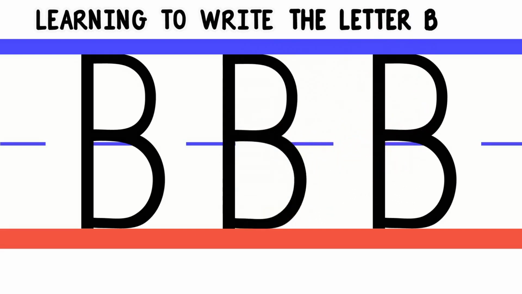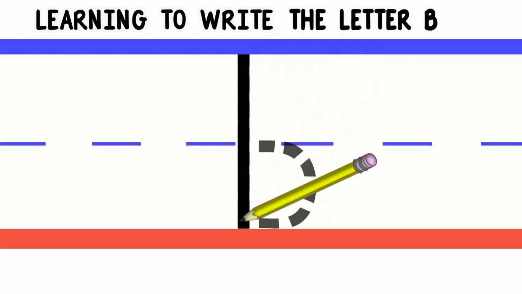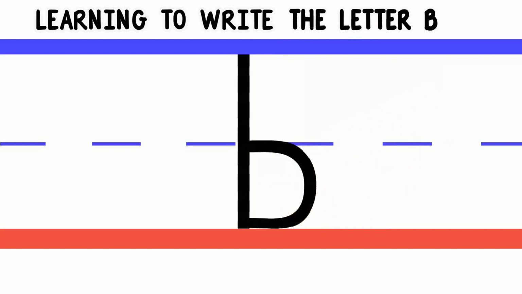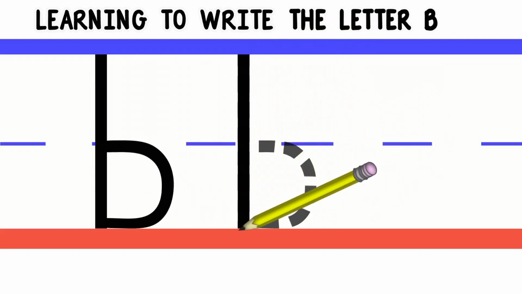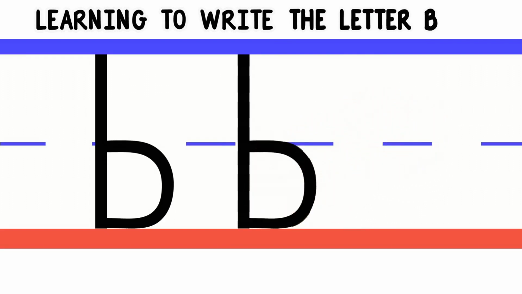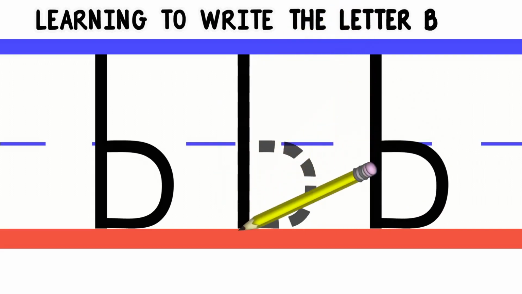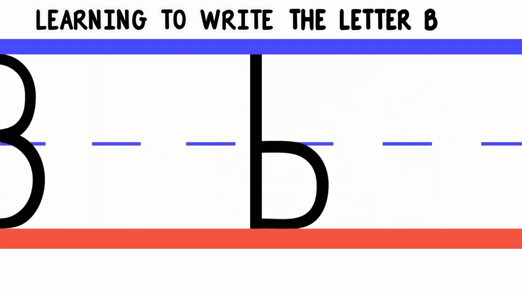Great work! Now let's do lowercase or little b. To do little b, we'll start at the top, then go all the way down to the bottom. Then we'll start in the middle and do a curved line to the bottom. Good job! Let's do that again. Start at the top and go all the way down. Then go to the middle and do a curved line to the bottom. Good job! Now you try. Good work! Now you know how to write the letter B.